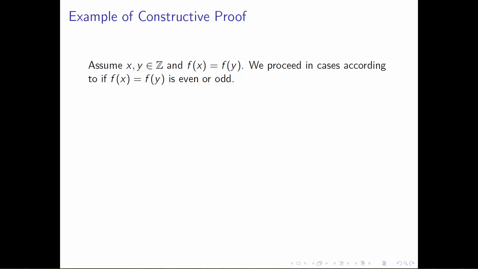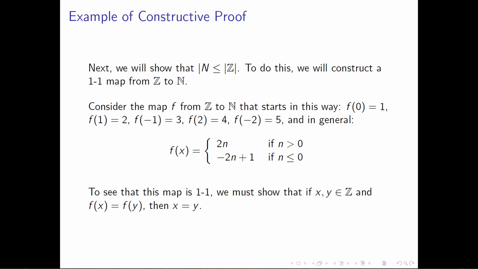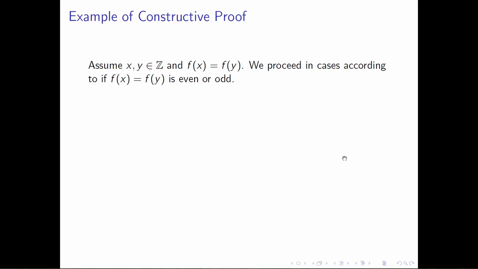And now we're going to give a little bit of a description of what we're going to do next. We're going to proceed in cases according to if f of x, which we're assuming is f of y, is even or if it's odd. And this makes sense that we'll need two cases. Going back to our definition of the function f, we need to know where things came from, and they came from different places if they were positive or negative, so they led to different outcomes, odd or even integers. So those are the two cases we're going to cover.